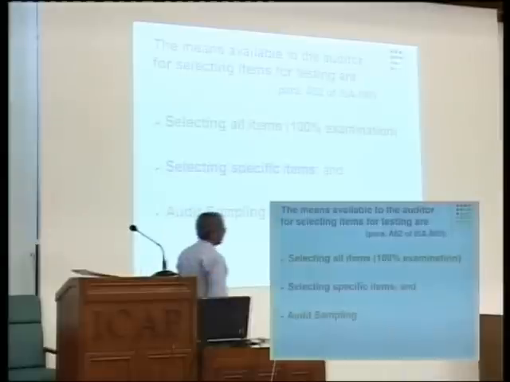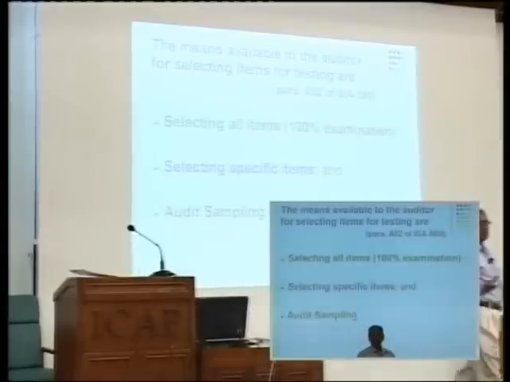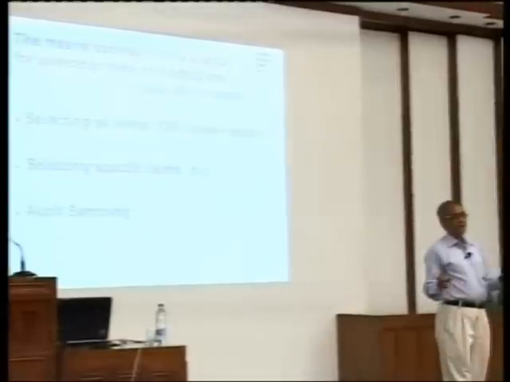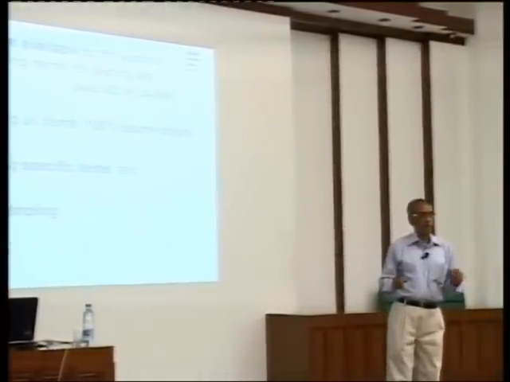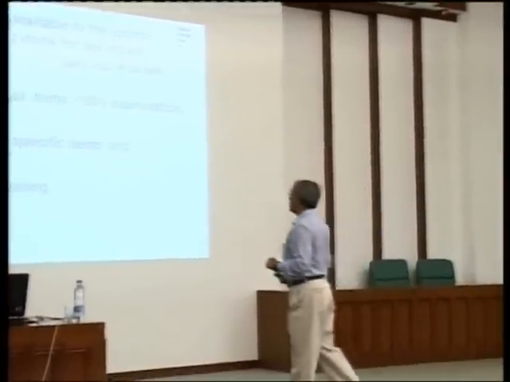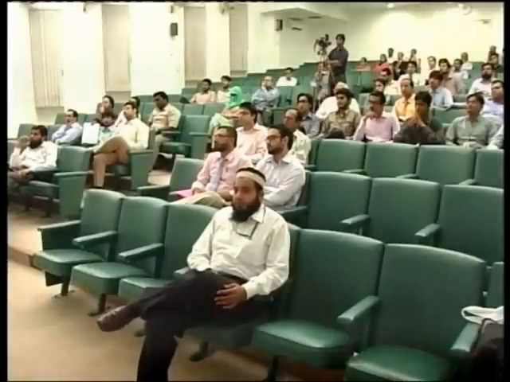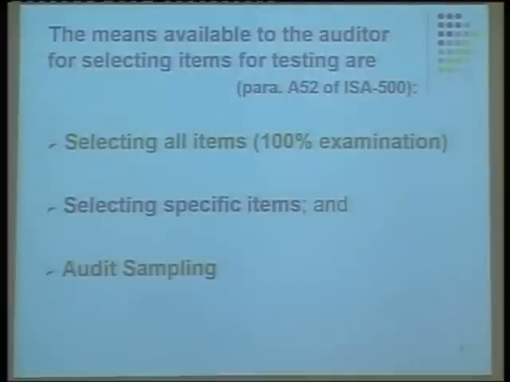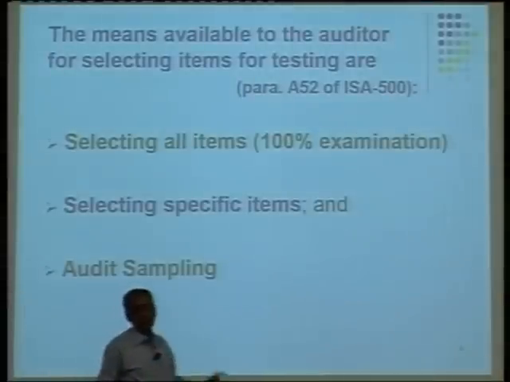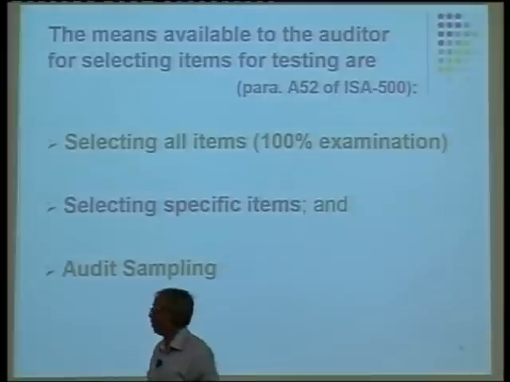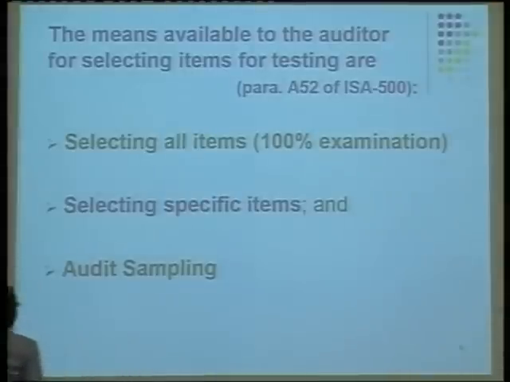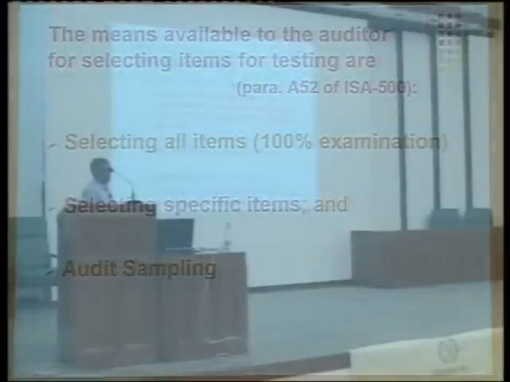Now, what are the means available to us? Again, still we have not taken up ISA 530. We are talking of only ISA 500. ISA 500 mentions selecting all items, 100% examination, selecting specific items, and audit sampling. So, you can have one, two, or a combination.